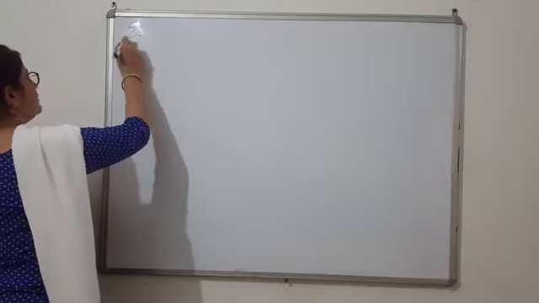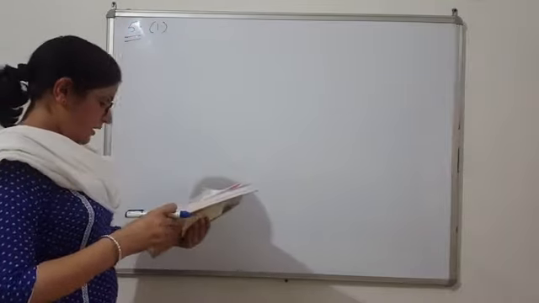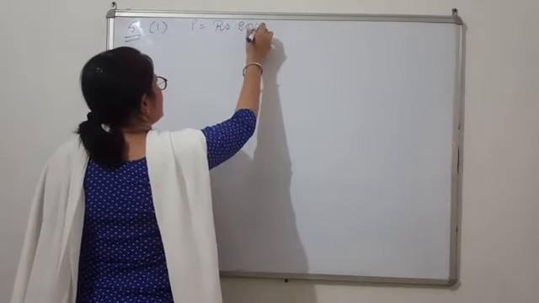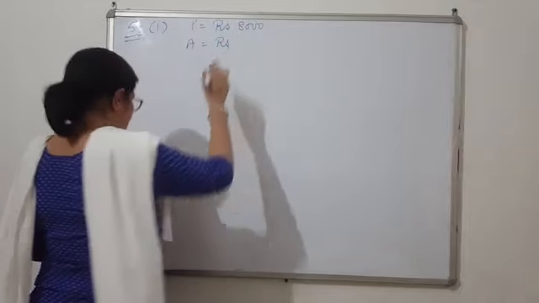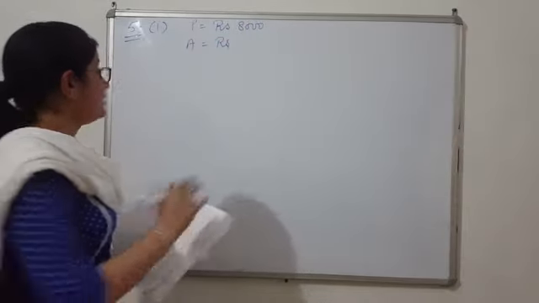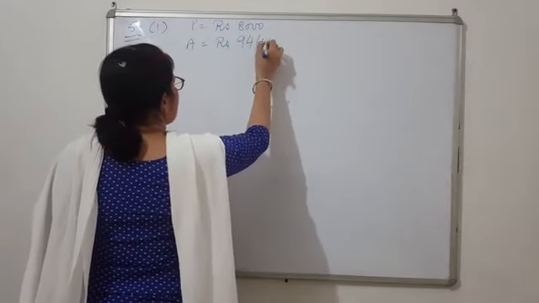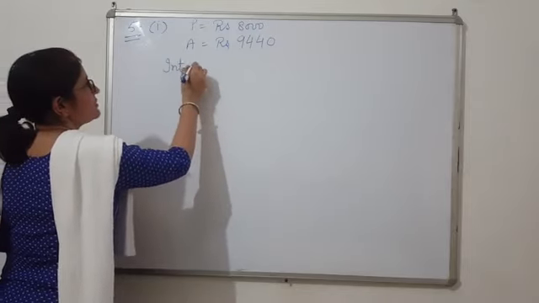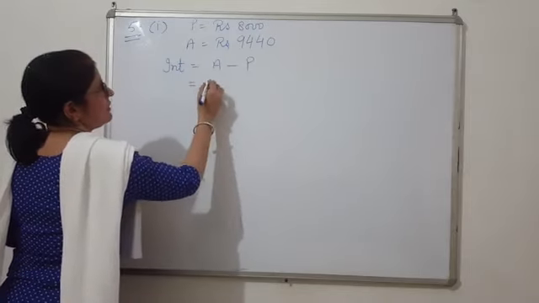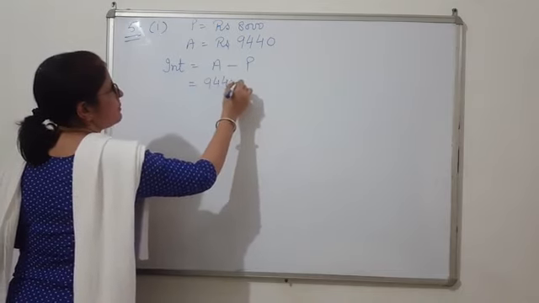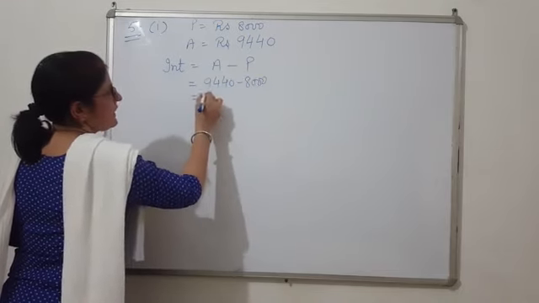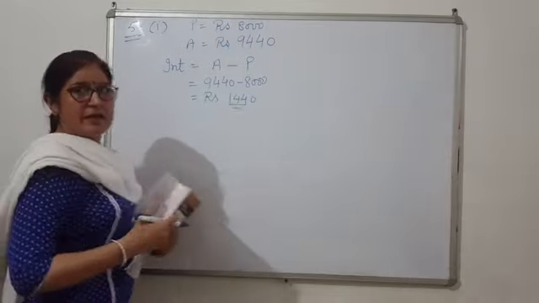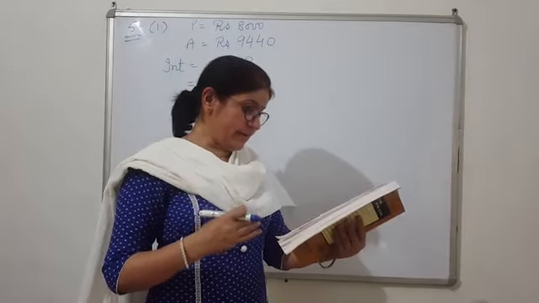5th question, first part, principal is rupees 8,000, amount is rupees 9,440. If we subtract amount and principal, then what we will get? We get interest. Amount minus principal, 9,440 minus 8,000, if we subtract, we will get rupees 1,440. So this is our interest. We have to calculate rate.